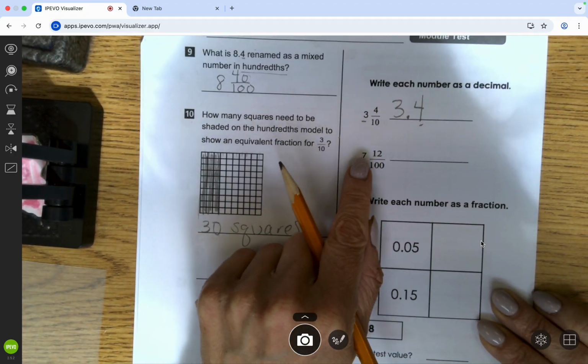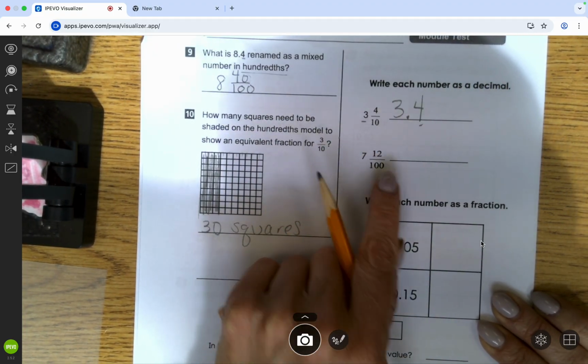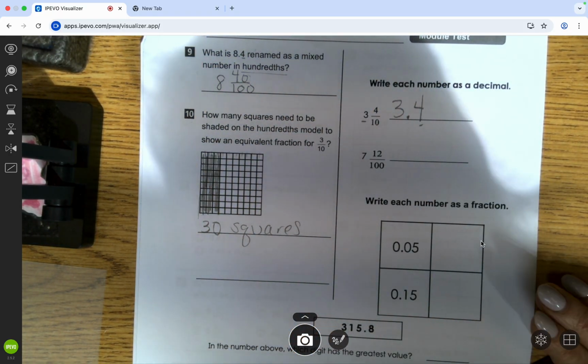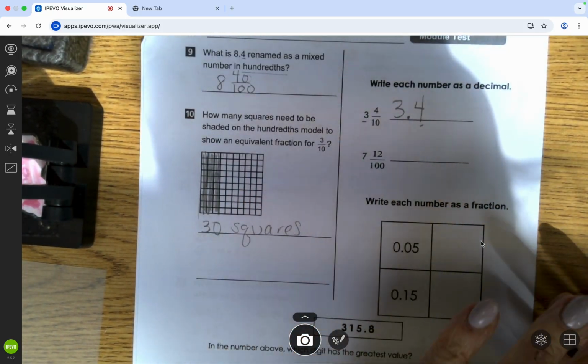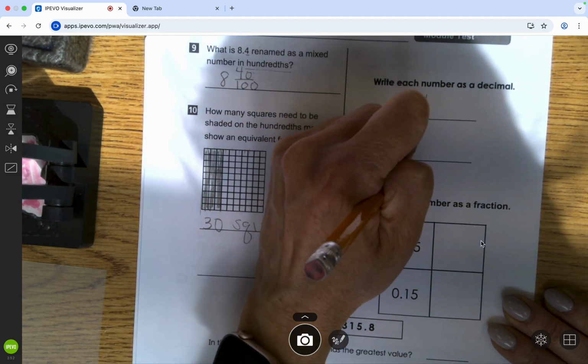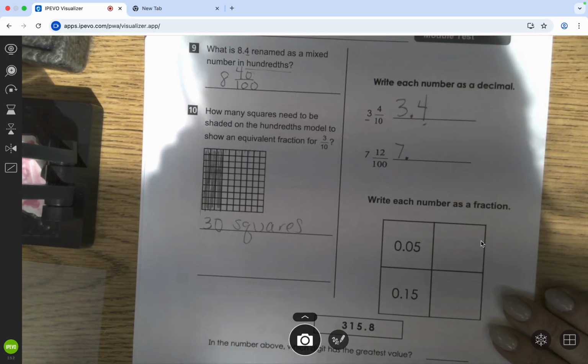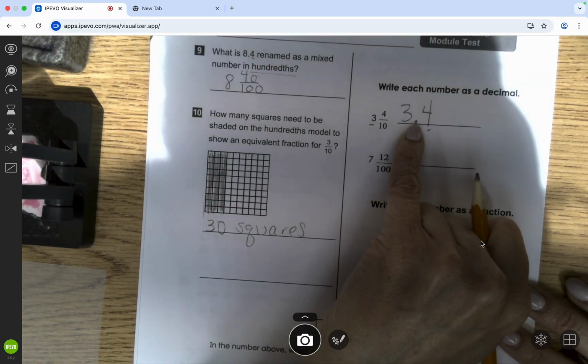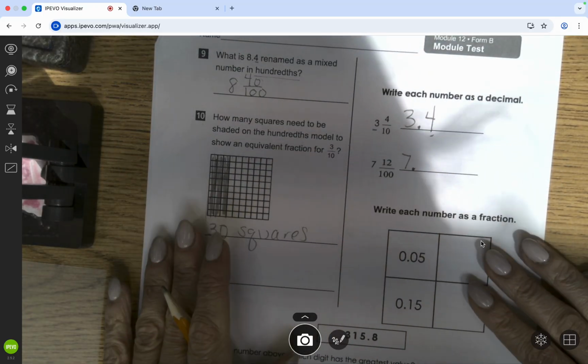Now we have 7 and 12 hundredths. What's my whole number here? 7. Good. 7. Now I need my decimal point. Because if we didn't put our decimal point, we would have 34. That would be incorrect.